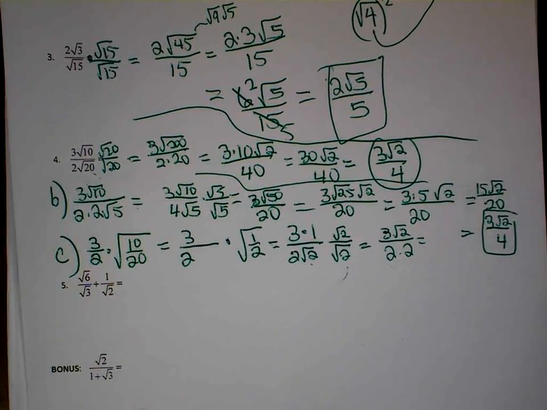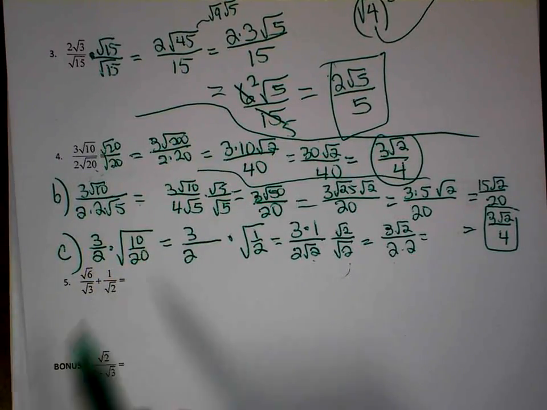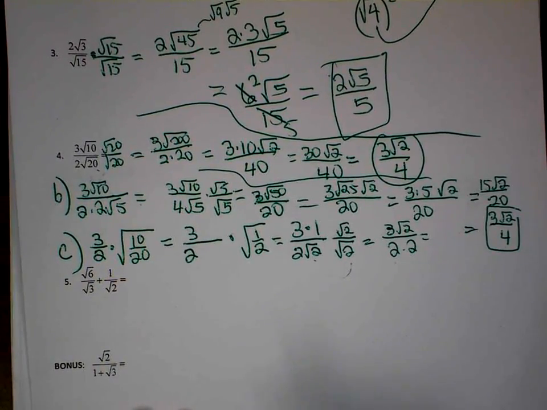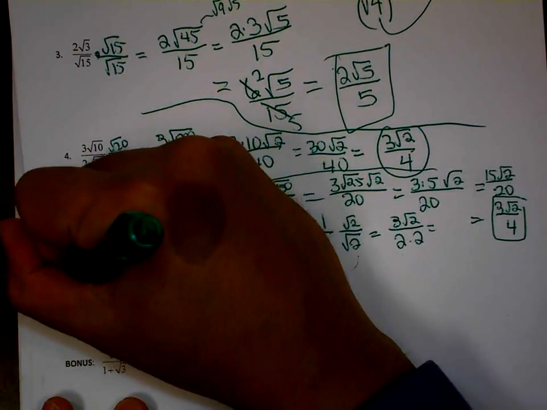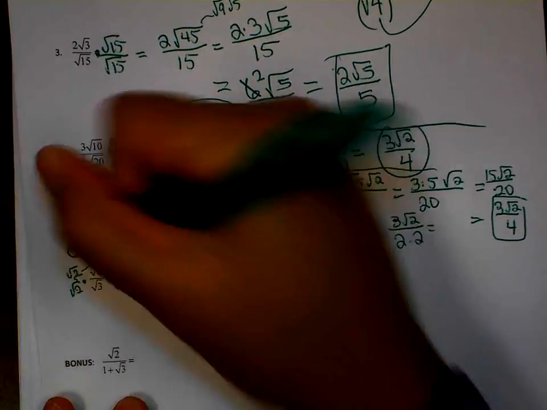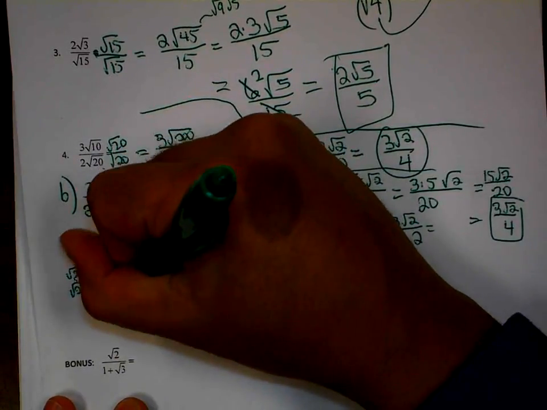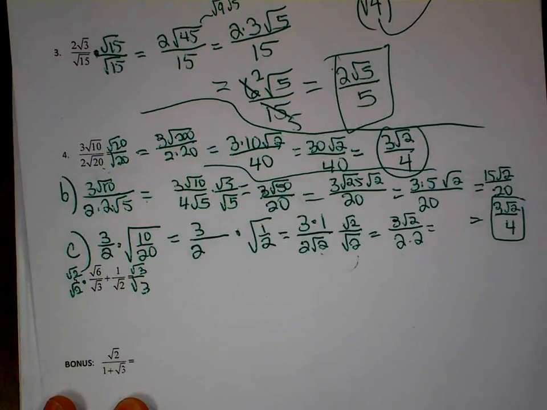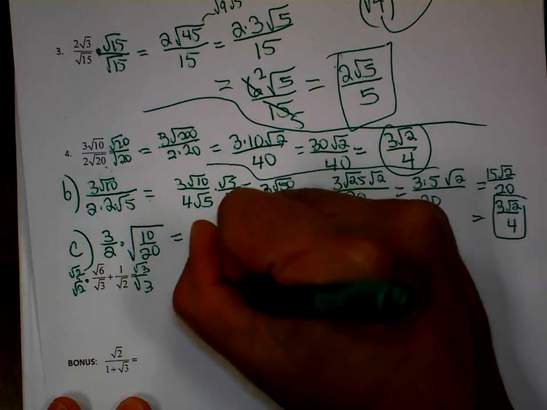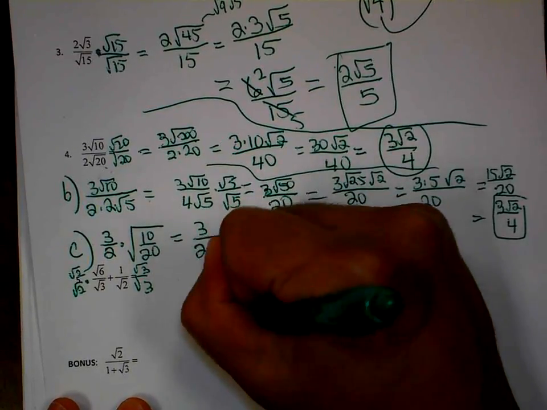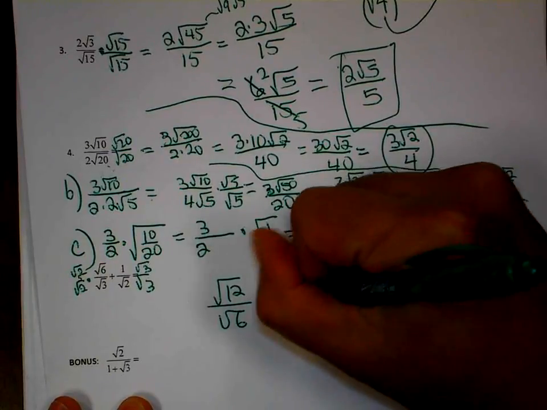Adding these two, you need to get a common denominator, right? And the common denominator between root 3 and root 2 is just the product of the two, which is root 6. So I multiply top and bottom by root 2 and root 2 to get root 6 on the bottom on the left side, and by root 3 over root 3 to get root 6 on that side. So rewriting, I have root 12 over root 6 plus root 3 over root 6.